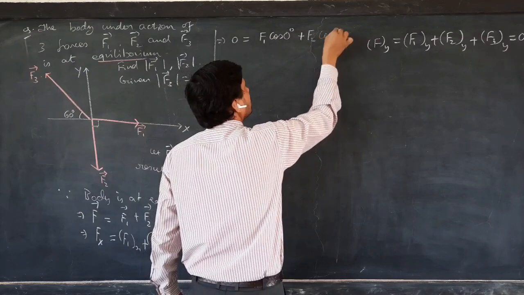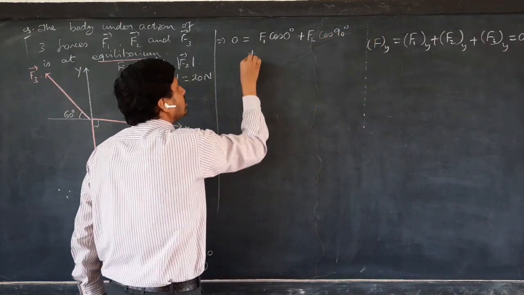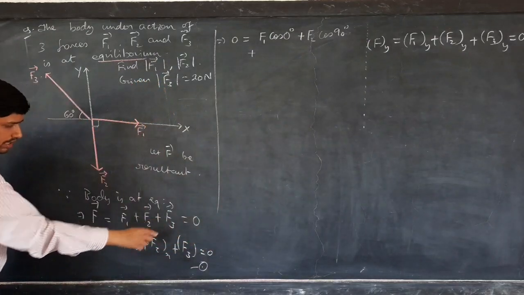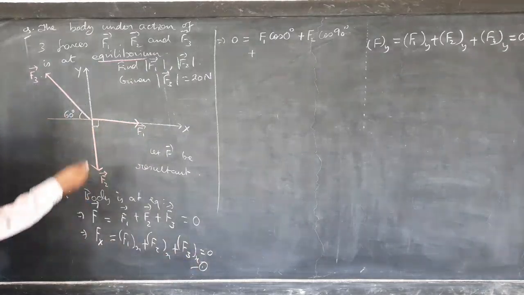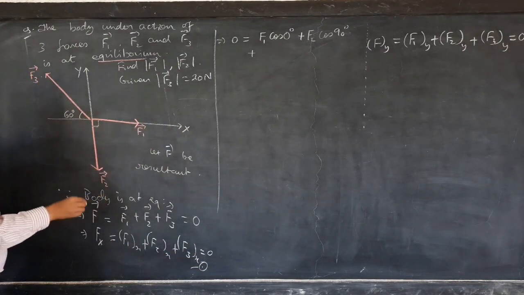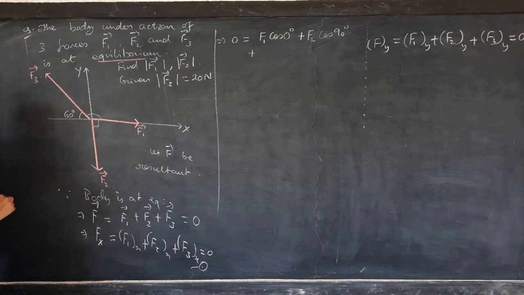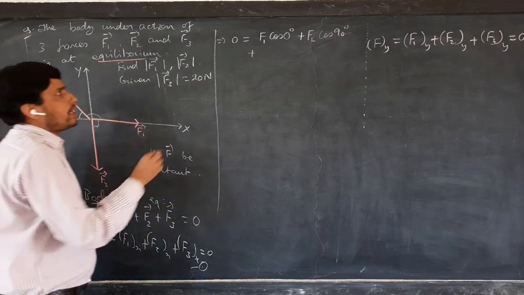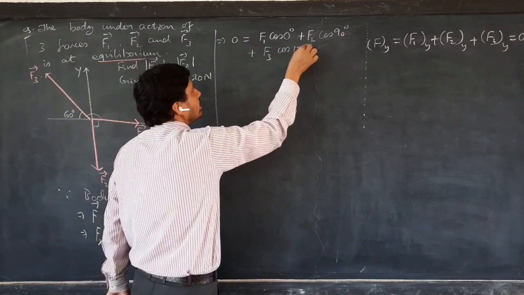Cos 90 plus x component of F3, this one, F3x. Now F3 is making how much angle with positive direction of x-axis? You can say it is making 120 degree. So F3 times cos 120 degree.